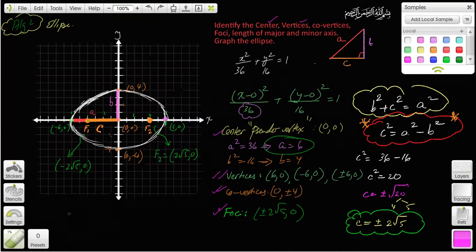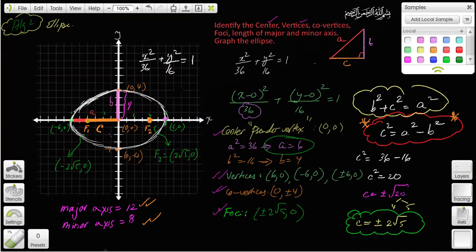So the length of the major axis: a was 6, correct? A was 6, so the major axis is going to be 12, and the length of the minor axis is going to be 2 times b, and b was 4, so it's going to be 8. So we did that. Always make sure you read the question and answer the question that they ask you. And then we graph the ellipse. And to complete this, we just write the equation over here: x squared over 36 plus y squared over 16 equals 1. So this is an example of an ellipse.